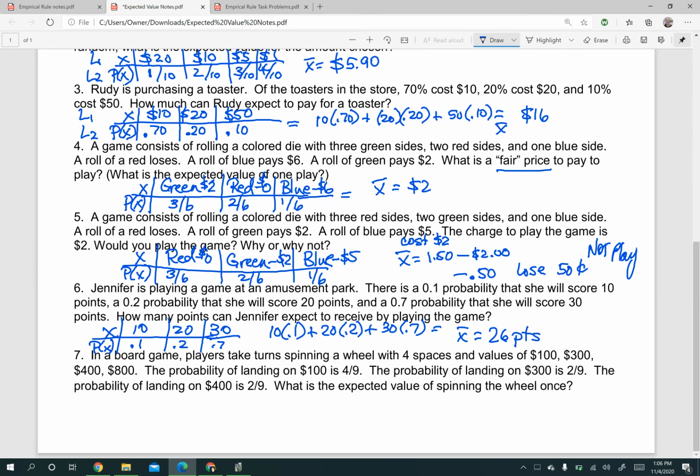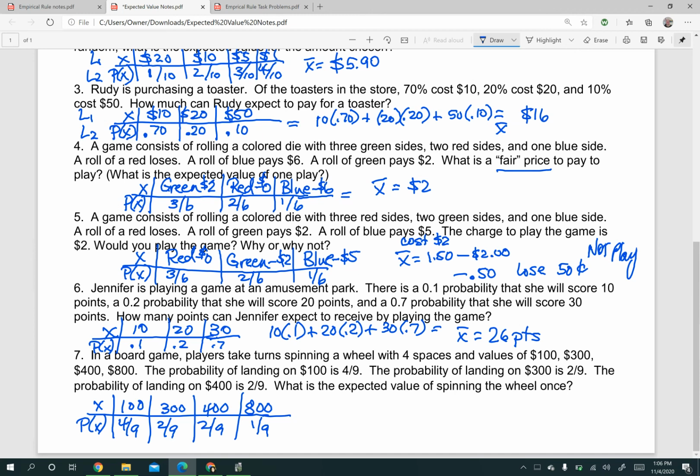Okay. And the last one here, it says players take turns. We're going to make $100, $300, $400, or $800. Okay. If $100 is 4 nights, and $300 is 2 nights, and $400 is 2 nights. Well, they didn't tell us what the probability of $800 is. Well, there's 4, 5, 6, 7, 8. Well, how many nights are left? Well, that makes 1 ninth to make 9 nights, right?